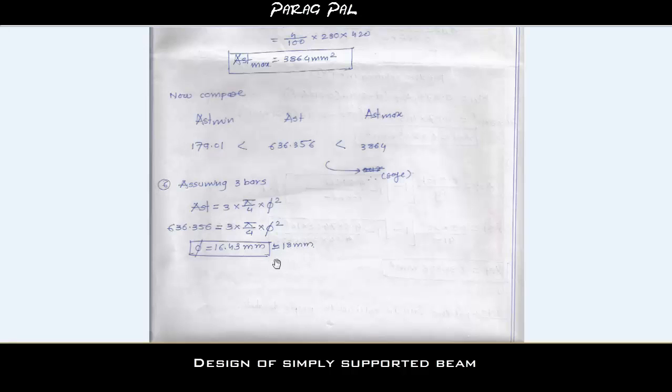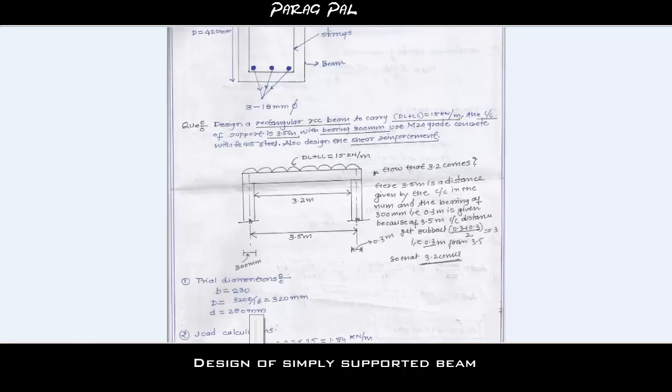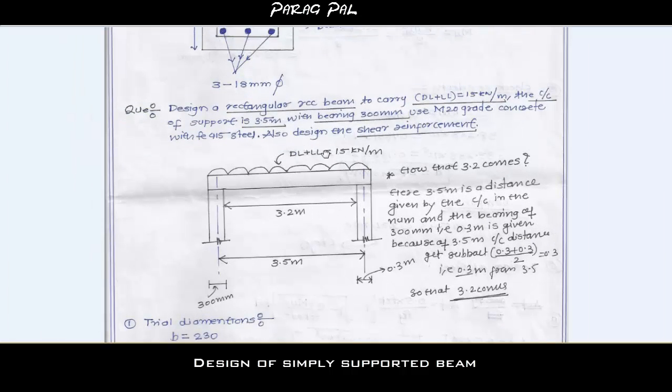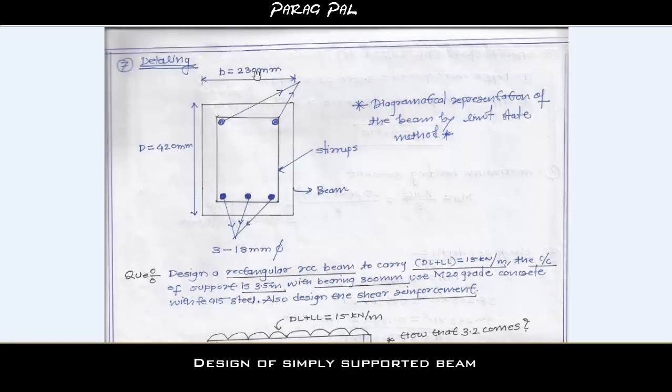After this completion, we have to check the beam, that means the detailing diagram. A diagram is like this: B, D, stirrups, beam, and this one is 3 bars of 18 mm diameter. So this is a very basic numerical to understand what exactly the design of a beam is.